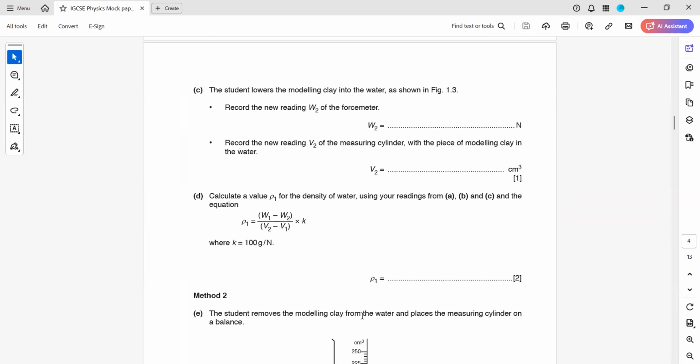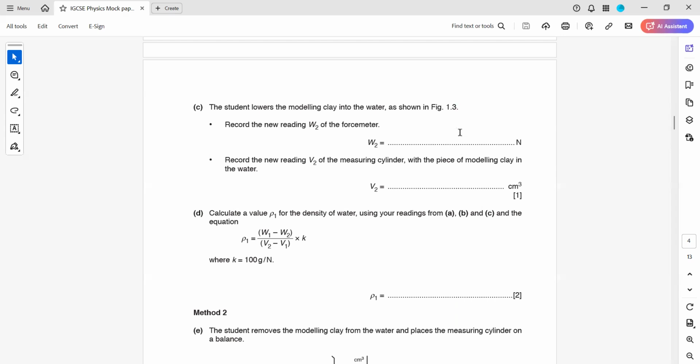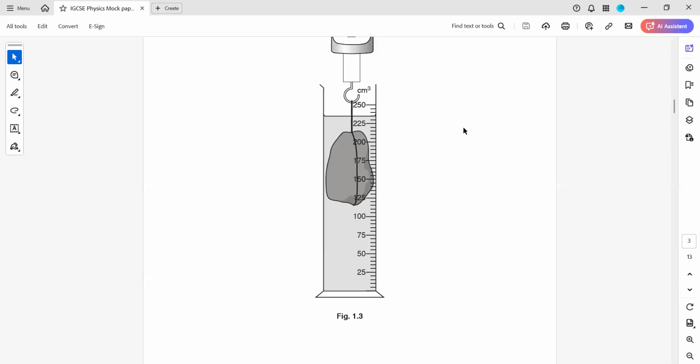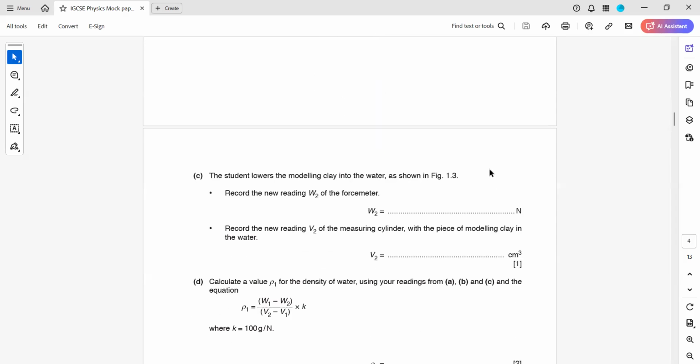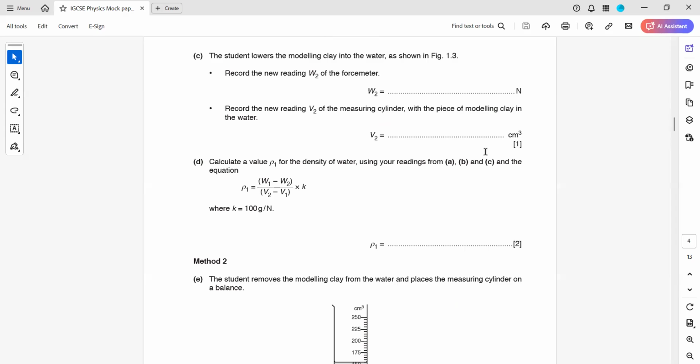Then record the new reading V2 of the measuring cylinder with the piece of modeling clay. As we know, each line is representing 5. So what is this number? 235. That's right, Farzan. So we have 235. It's already given in cm cube, so we don't have to write it. And W1 was 0.7 Newton.